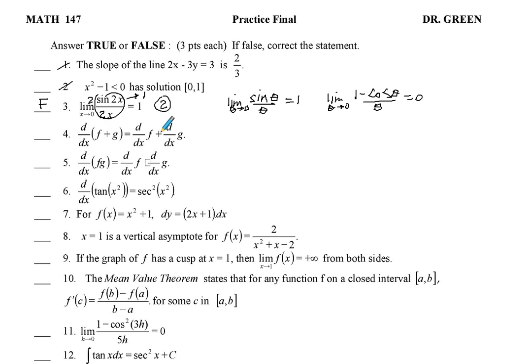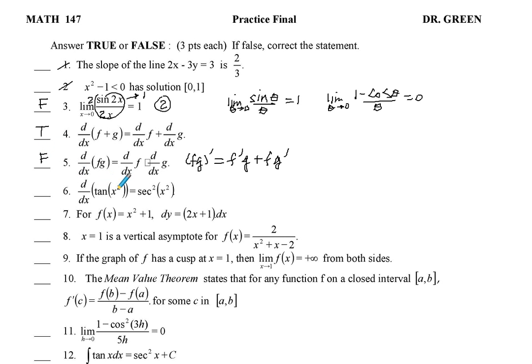Derivative of the sum is the sum of the derivatives. That is true. Same is true for subtraction. Derivative of the product is not equal to the product of the two derivatives. This should be the derivative of the product there. That's the same thing as fg prime, which is f prime g plus fg prime. So that guy's false.